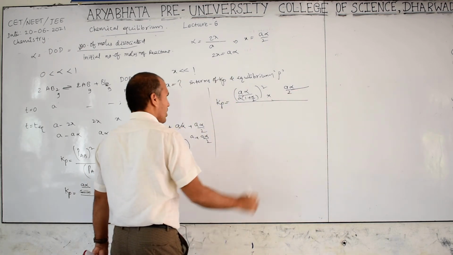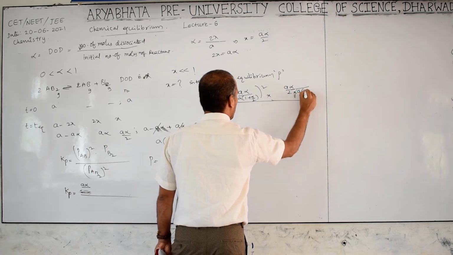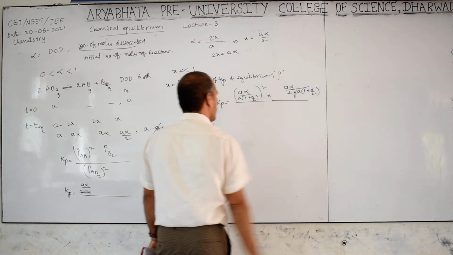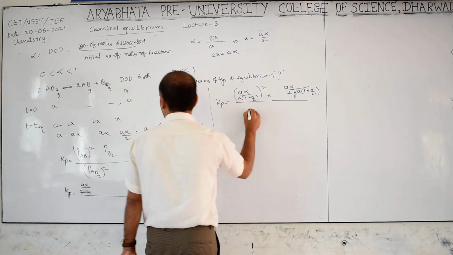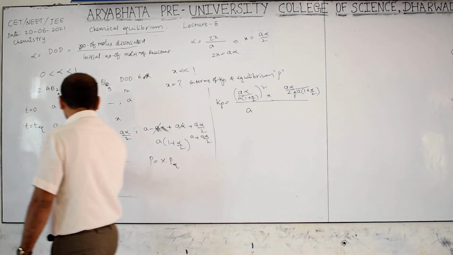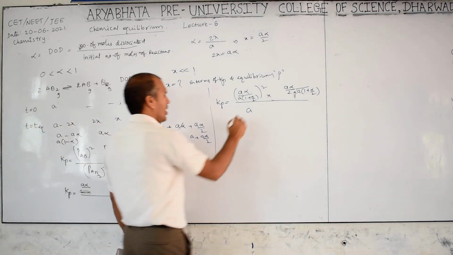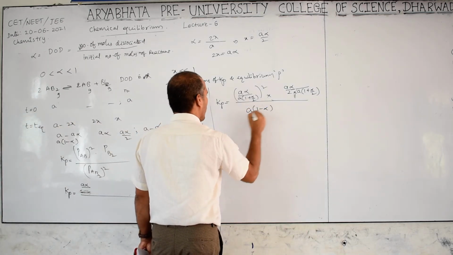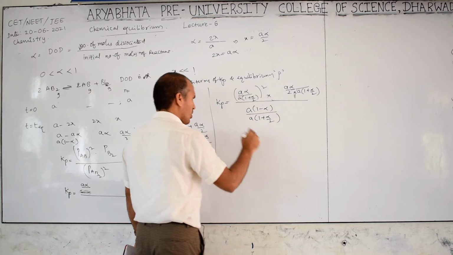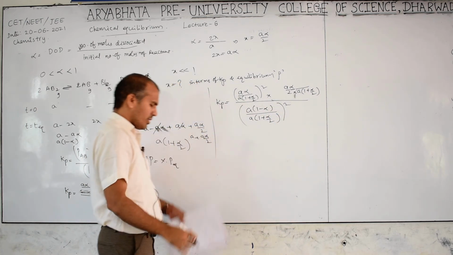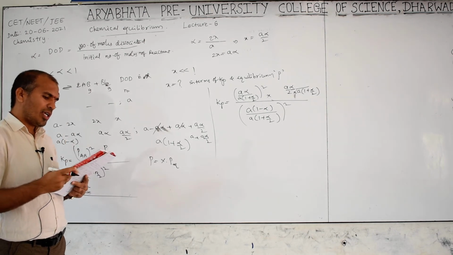and the denominator, what is that? A into 1 plus alpha by 2, and next one, A common taken here. A common taken means A into 1 minus alpha, therefore A into 1 minus alpha by A into 1 plus alpha by 2 whole square. This is the expression. Then now you can calculate here.